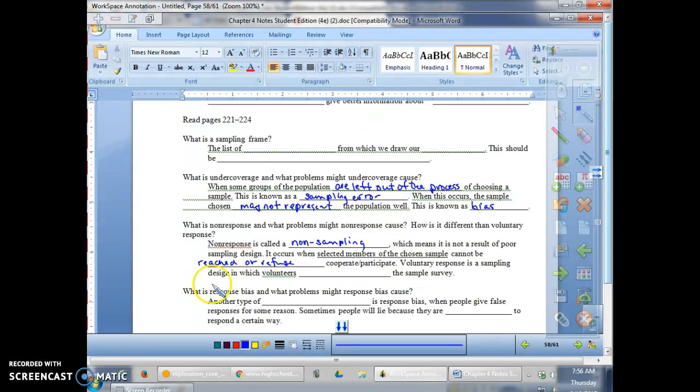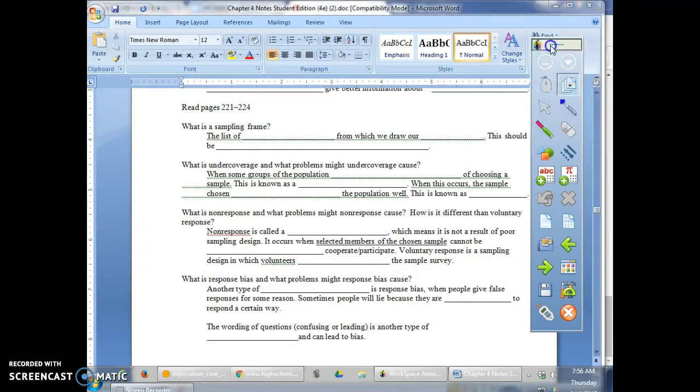Voluntary response is a sampling design in which volunteers choose to place themselves in the sample survey. Okay, so very different thing. Someone that doesn't respond to a request to submit information is not responding, but it's a different type of non-response than what we're talking about here. So that's why these two things are easily confused.